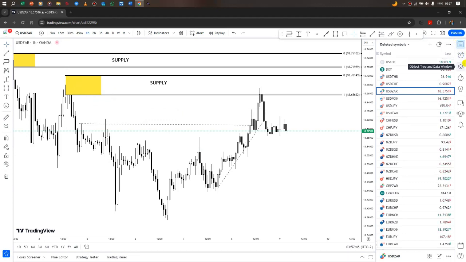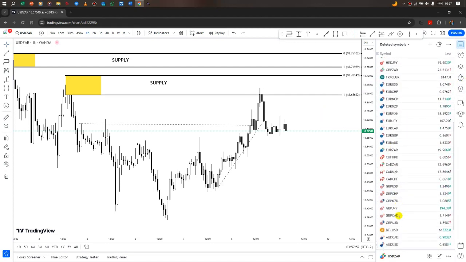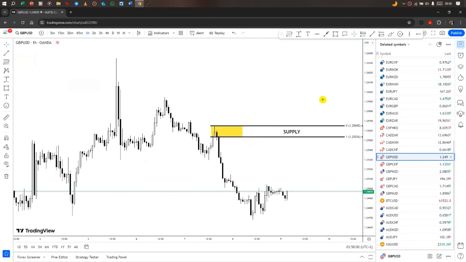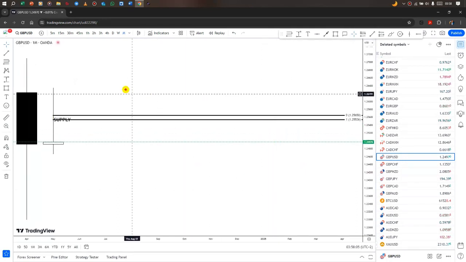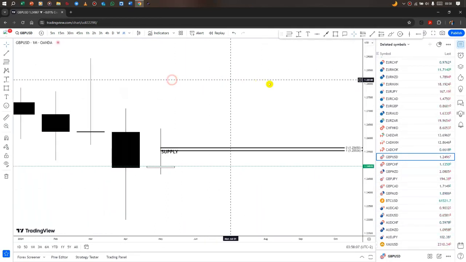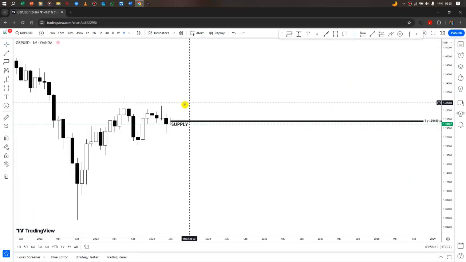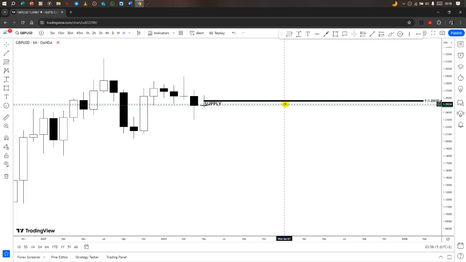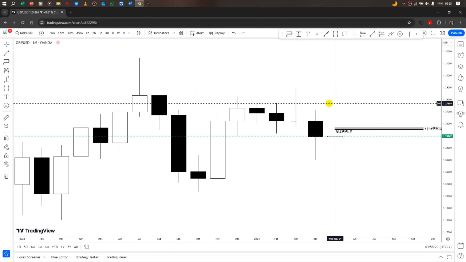Then the second pair that we'll check is GBPUSD. So GBPUSD, we'll firstly start on the monthly time frame. As I always say, always perform top-down analysis so that you can understand the overall trend, so that you can know whether you should be bearish or you should be bullish.